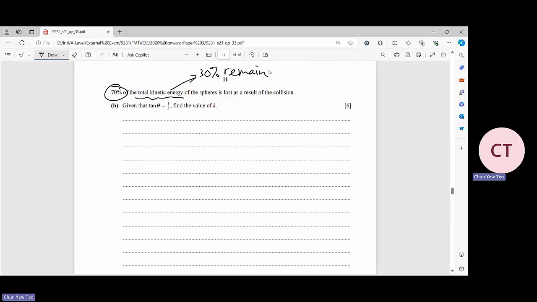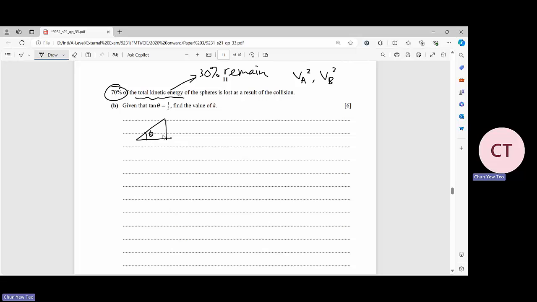Okay, 30% remains. So in order to find the KE, you need to have VA square and VB square. I already have VB from the very beginning, then I need to square it. But over here, they give you one more piece of information, telling you that tan theta is 1/3. So we just make use of this value.